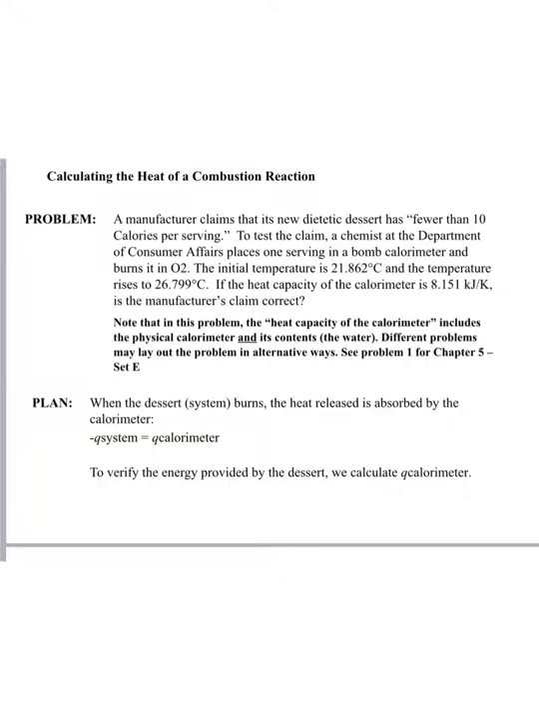A manufacturer claims that its new dessert has fewer than 10 calories per serving. I had mentioned to you earlier that capital C Calories are equivalent to a kilocalorie, or 1,000 calories. To test the claim, the chemist places one serving in the bomb calorimeter and burns it in O2. The initial temperature is 21.862. The final temperature is 26.799. Delta T, then, is equal to the difference. I get 4.937 degrees Celsius. If the heat capacity of the calorimeter is 8.151 kilojoules per K, is the manufacturer's claim correct?